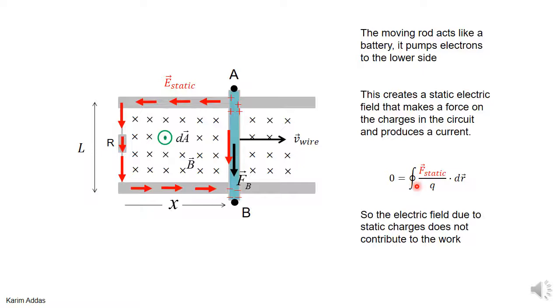So even when we now calculate the work done on a charge as it goes around the complete loop, as long as it's going around the complete loop, the contribution due to the static, conservative electric field is going to be zero. So we don't need to consider this when we talk about the work.